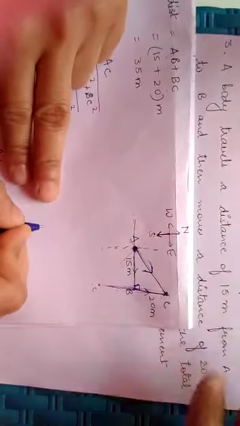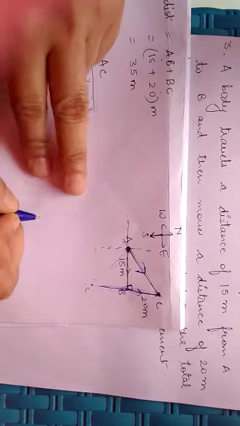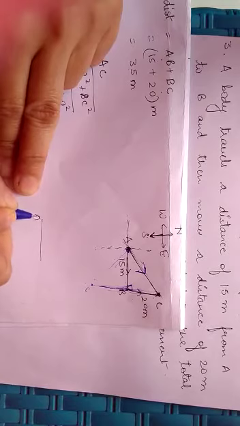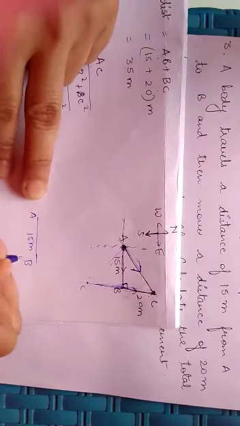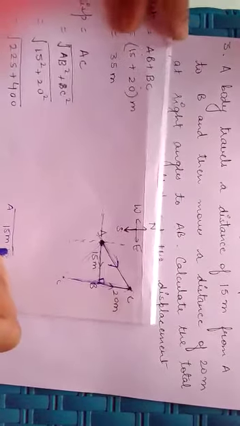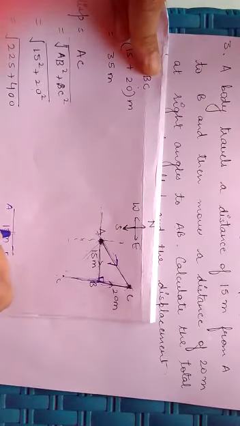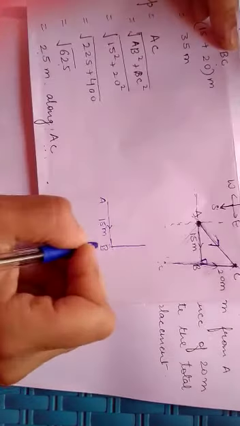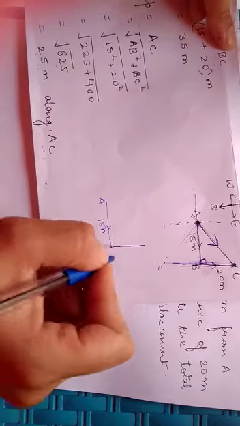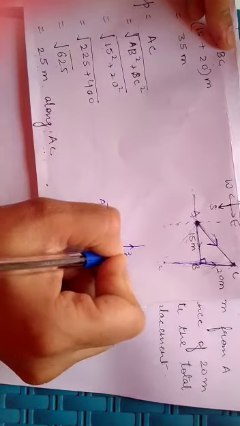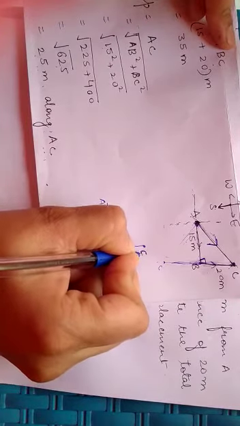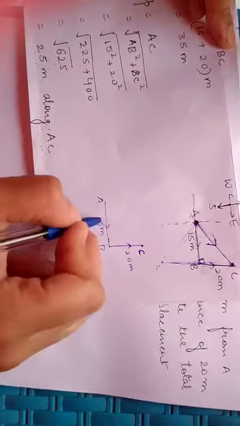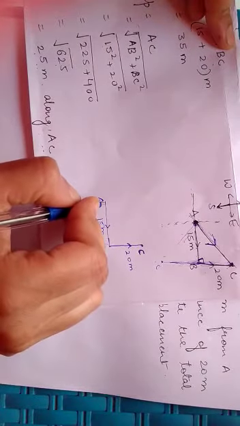A body travels, what is given? A distance of 15 meters from A to B. This is point A, this is point B. It travels a distance of 15 meter. Then it travels a distance of 20 meter at right angles to AB. Now, let us assume it goes in this direction. It could have gone in this direction also. The answer would have come same. So, it doesn't matter. It goes a distance of 20 meter in this direction and reaches point C.